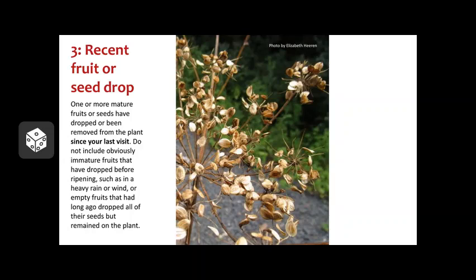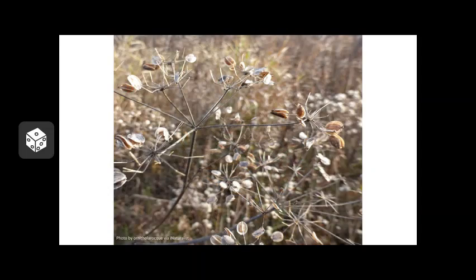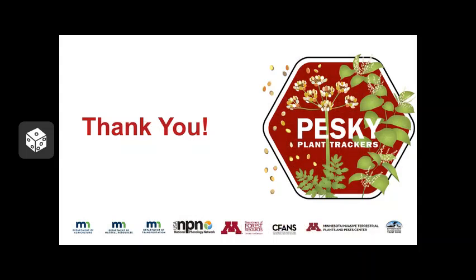And when there are still ripe fruits that have yet to drop and release their seed, that means that the plant would be in all 3 fruit phenophases. Lastly, a quick note that recent fruit or seed drop means that it has dropped since your last visit. Only answer yes if this is the case. If fruit dropped at one point, but no fruit has dropped since your last visit, then it is no longer in this phenophase.